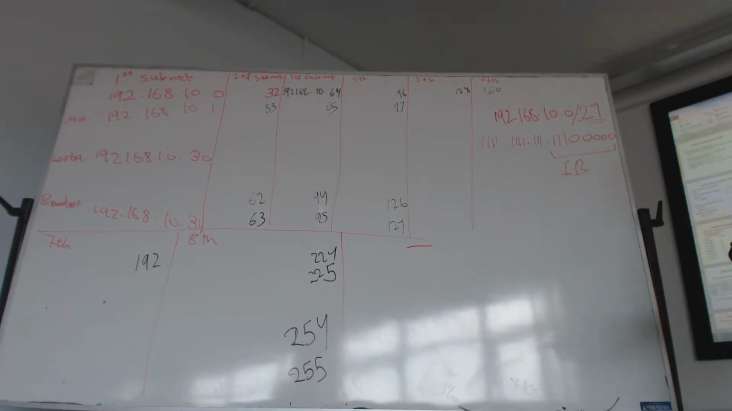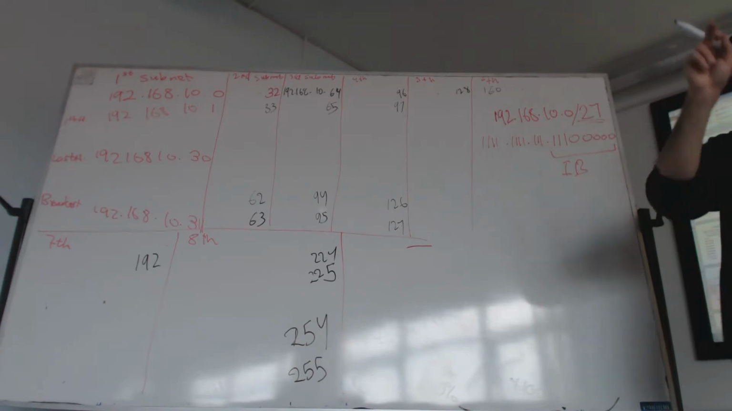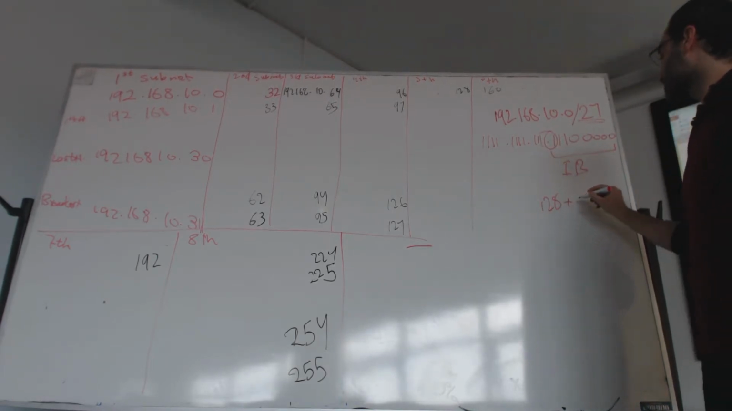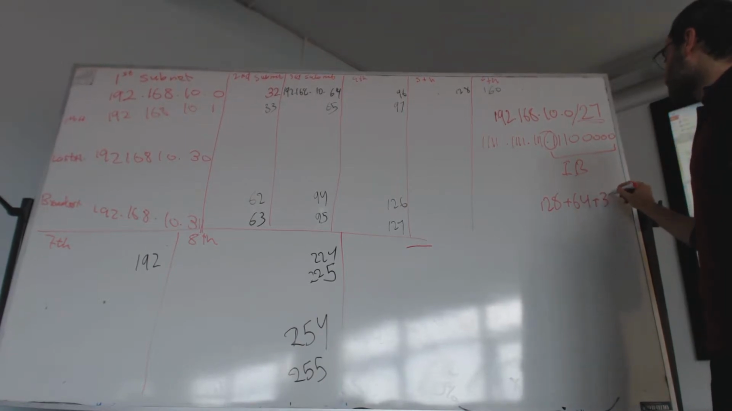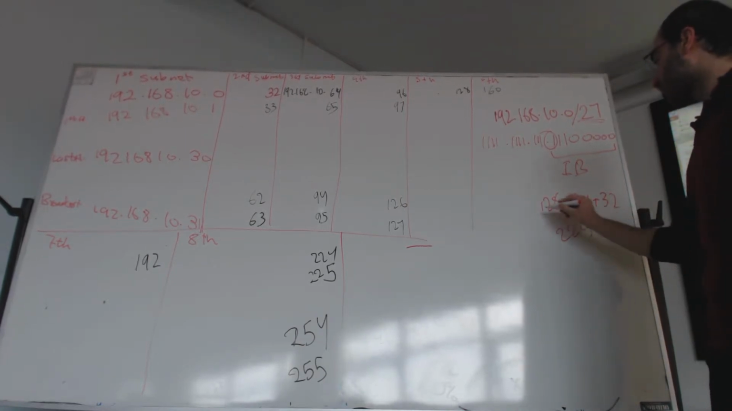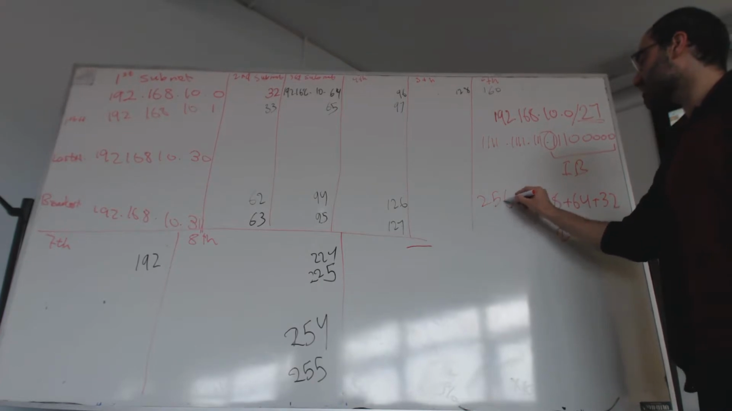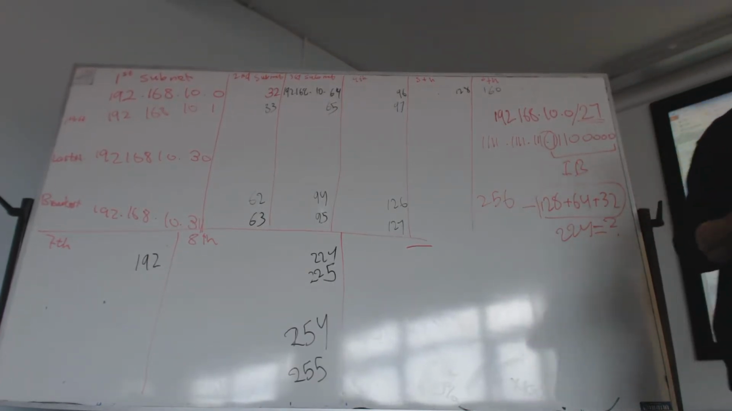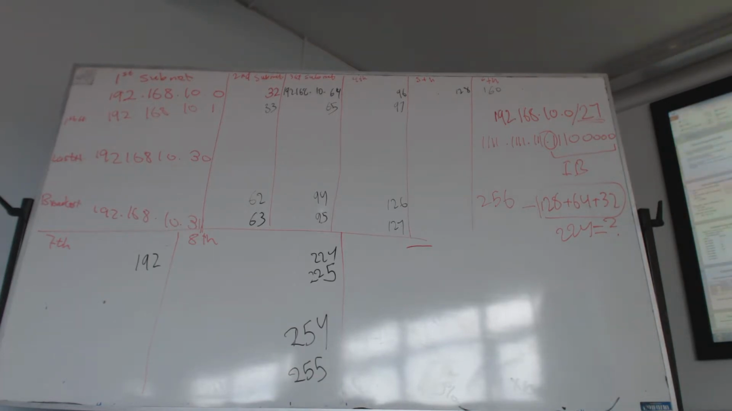So that's the interesting part. How did I find the increment? Do you remember the table I showed you with the values? I added 128 plus 64 plus 32. That will give you 224. We have a formula: 256 minus the number that you get will give you the increment. In this case, it was 32. This is how you do it.